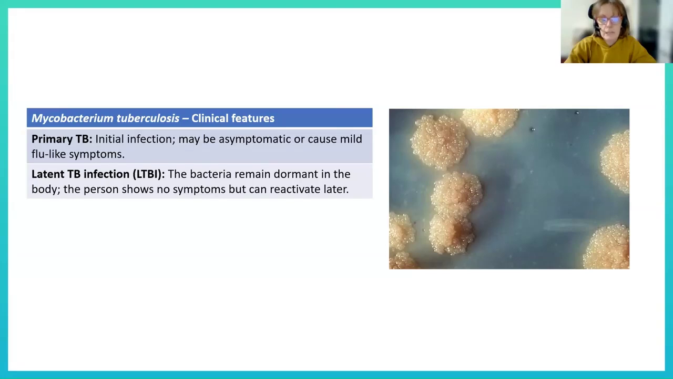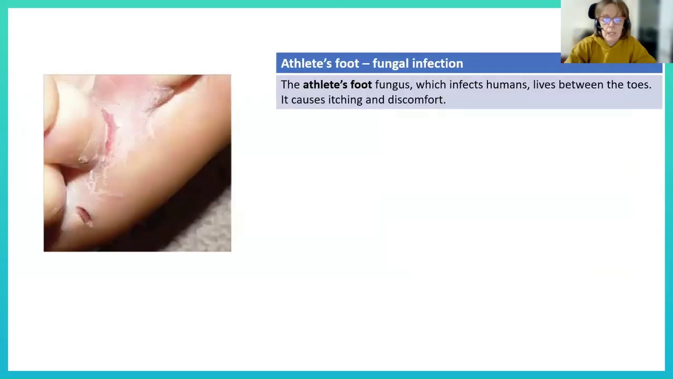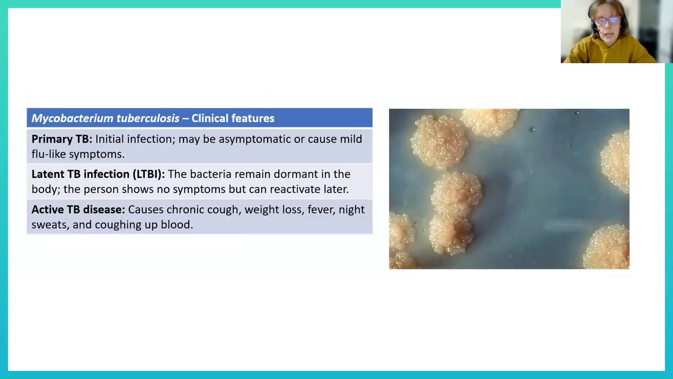So you can have latent TB and it can re-emerge later. Active TB, you get very sick: chronic cough, weight loss, fever, night sweats, coughing up blood. It kills people. Particularly, you might not die from it in the UK. We've got a good, robust healthcare system, but in some countries without such good healthcare, it would be extremely serious indeed. And it's also the first diagnostic sign of AIDS.